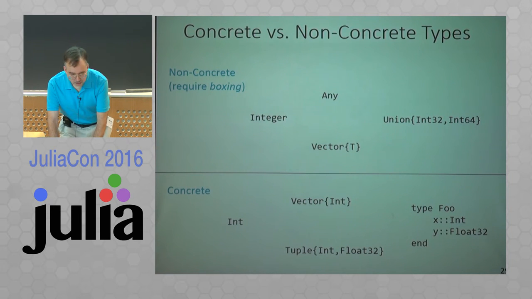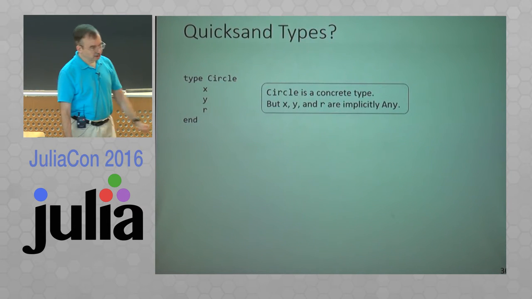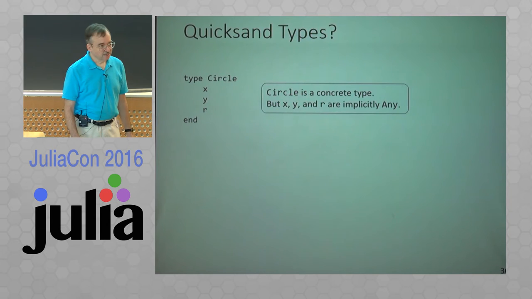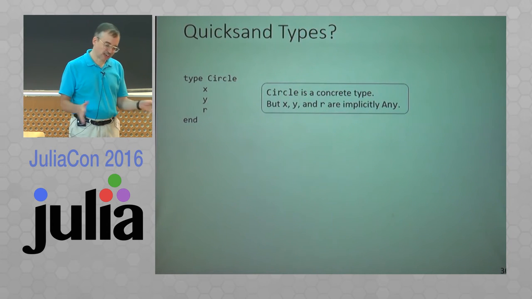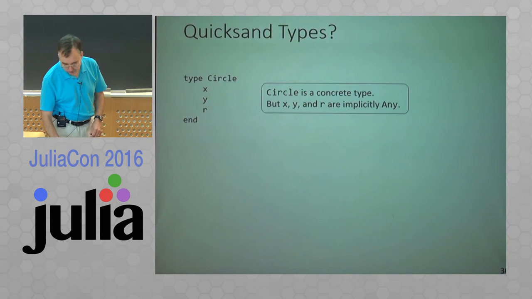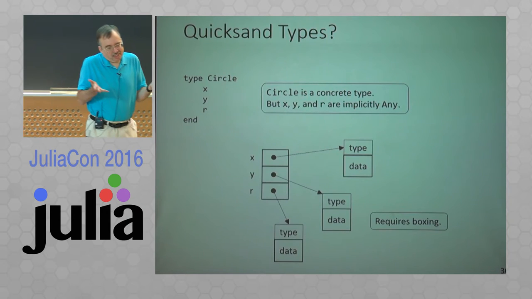Why is the T a problem? Is it because you don't know the T? When you know the T, then it becomes concrete. Okay, well, then maybe it becomes concrete. If the T is Any, you're still stuck. I'll get to that. Then it's sort of concrete and sort of not. Yeah, that's what I call the quicksand types.